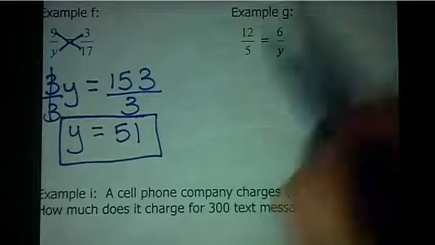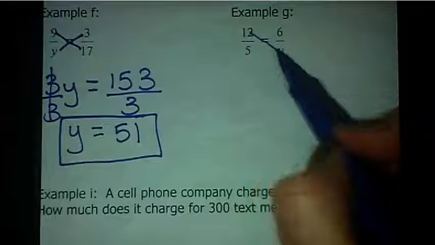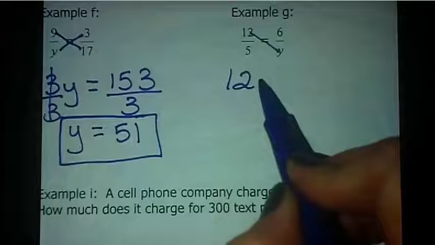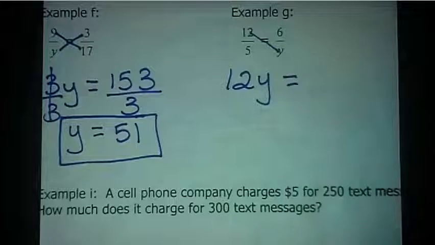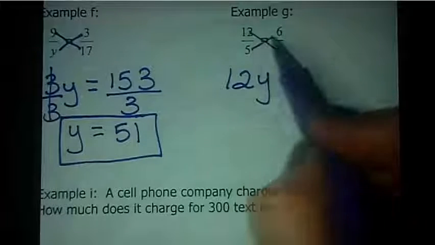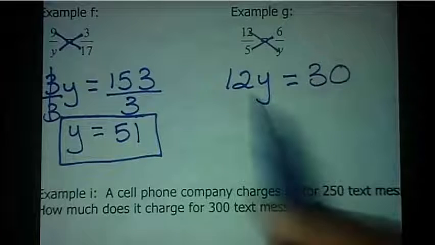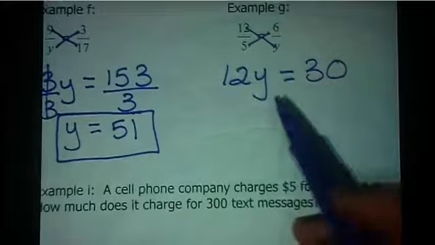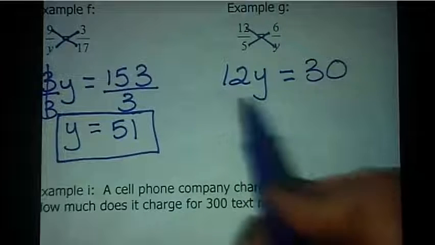Next example. Like I said, I have to have that variable on the left. It doesn't really matter. You probably don't have the same issues I have. 12 times y is 12y. 5 times 6 is 30. I need to figure out what times 12 makes 30. You're probably thinking, there isn't anything. That means we're going to end up with a decimal.